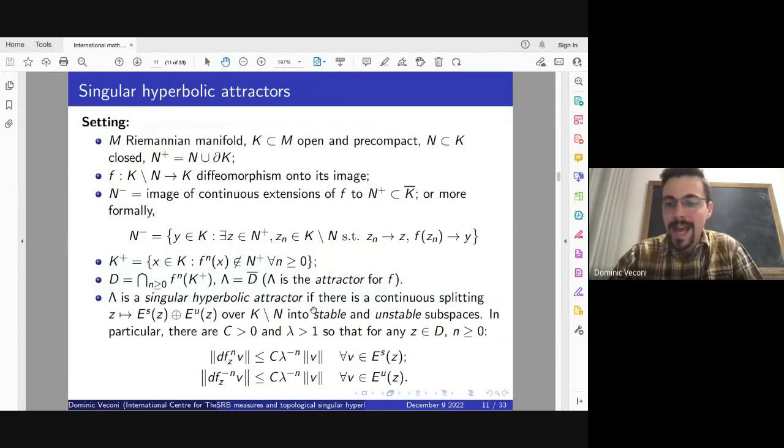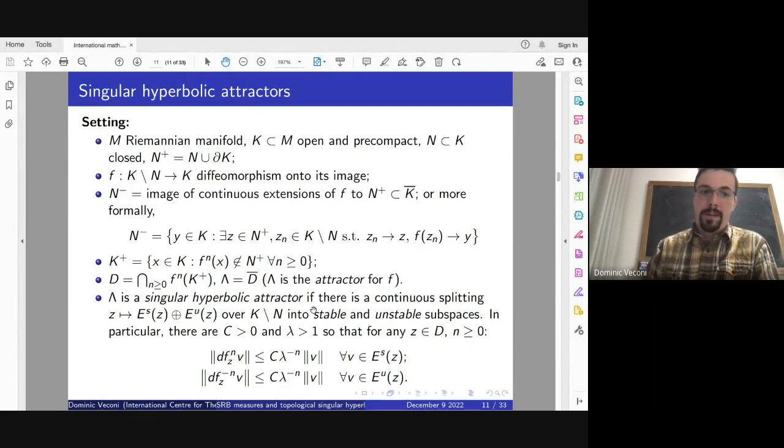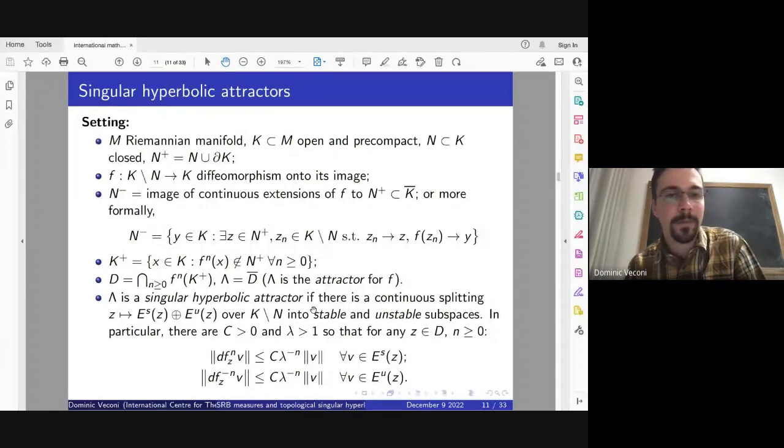Okay, so with that, let's talk about singular hyperbolic attractors. At this point, we need to say what exactly our setting is. So once again, we're working on a Riemannian manifold, and we consider an open and pre-compact subset K and a closed subset N of K. When we say N plus, we're going to use N plus to denote N with the boundary of K. And we consider a diffeomorphism F of K without N onto its image. Now, N minus will be used to denote the set of all points that are images of continuous extensions of F to N plus. And we'll see what a concrete example of that looks like in a little bit.